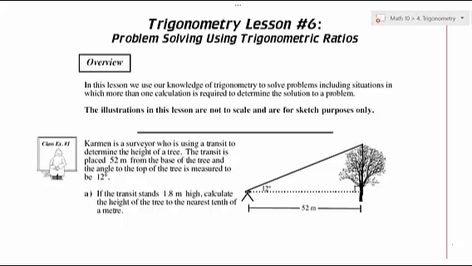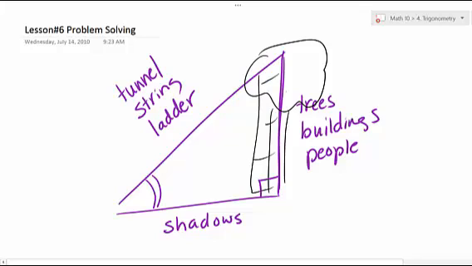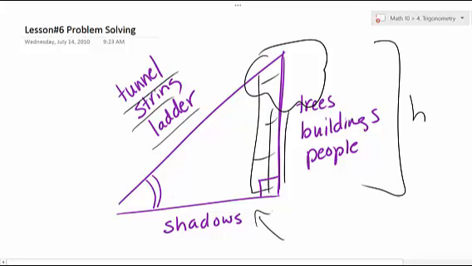Hi class, glad you clicked on the video and are looking at problem solving using trigonometric ratios. When we learn something like trig, we can apply it to many different things. Up here, this is just an idea of what we could have in a trigonometric function. So we have maybe a tree here, or a building, or people, and often we have to find the height of something. Here we would have maybe a string or a ladder leaning up against the wall, or some kind of tunnel. And then down here we often see things like shadows. And so we always build a nice right angle triangle so that we can figure these things out.